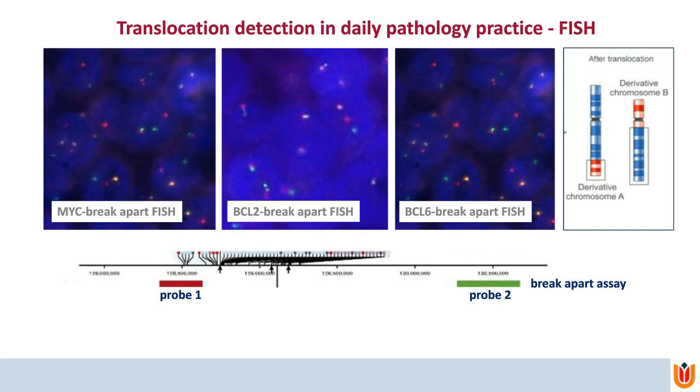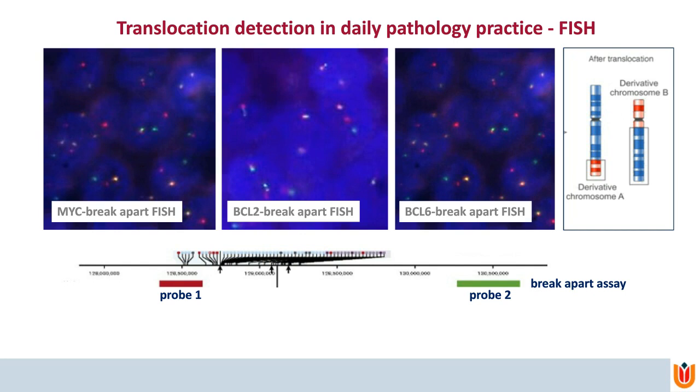And in the lower panel, you see probe 1 and probe 2, the red one and the green one, on either side of the chromosomal region where breaks take place. With a break, the two probes separate, and we see that as single red and single green signals. If there's no break, we see a combined signal in the combined color red and green, or yellow. Three examples here: a MYC break, a BCL2 break, and a BCL6 break.